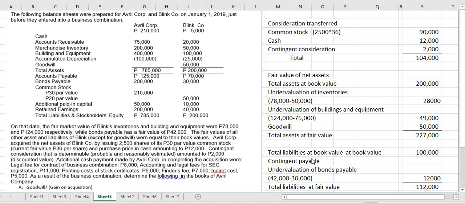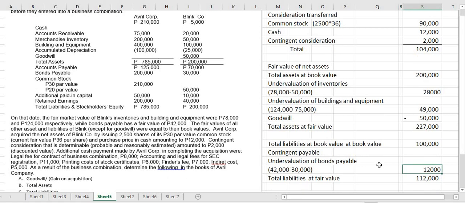Okay, so total liabilities at book value natin that is 100,000. Yung 100 is the sum of your accounts payable and bonds payable. Okay? Pero, may undervalued tayo na bonds payable, diba? Kasi, the bonds payable is 30 per record, but the fair value is 42,000. So, may 12,000 na liabilities at fair value. So, 12,000 na undervaluation of your liabilities, yung bonds payable. Okay, so yung total liabilities at fair value na to is 112,000.